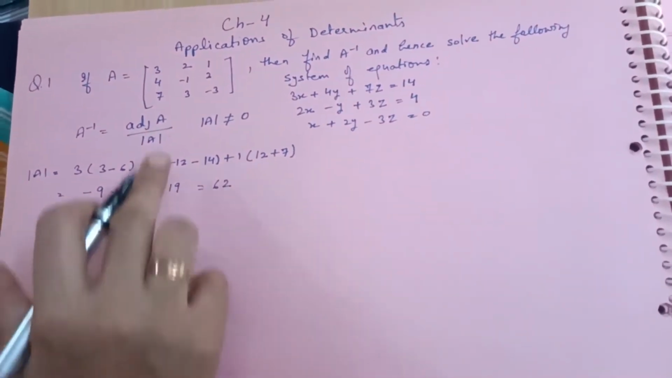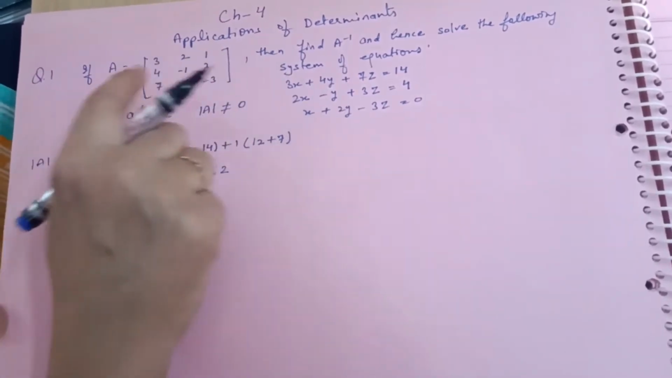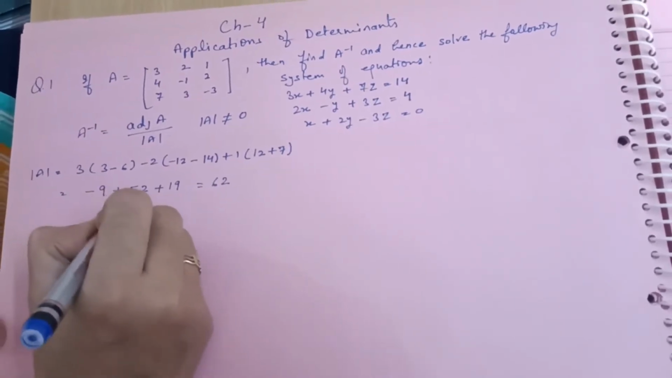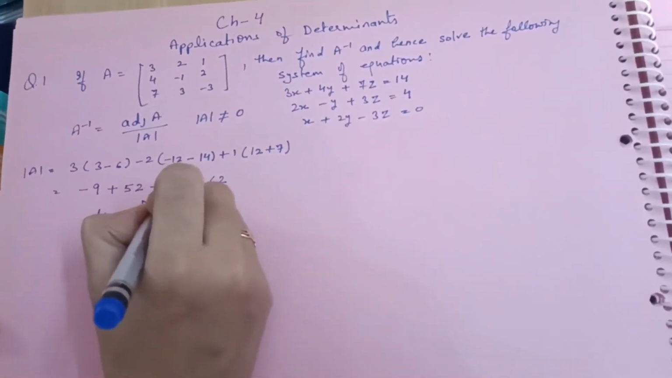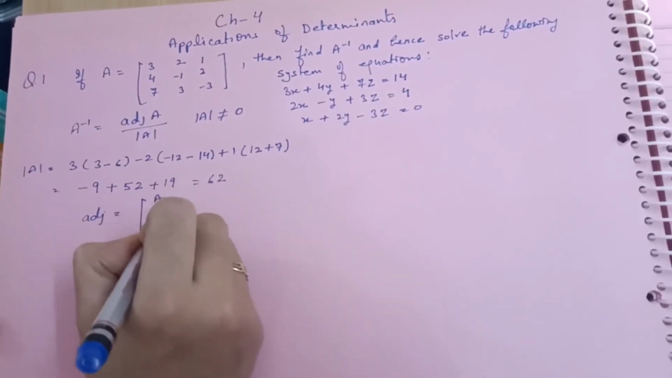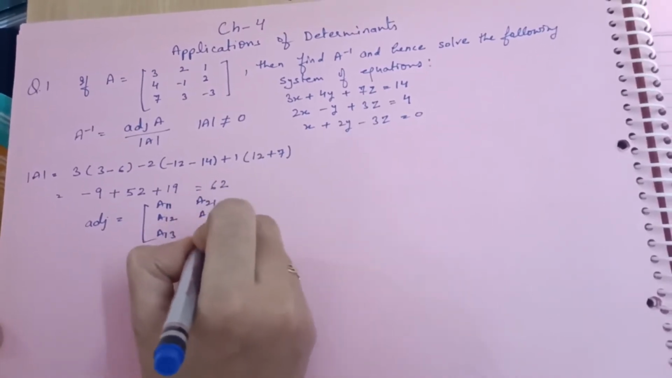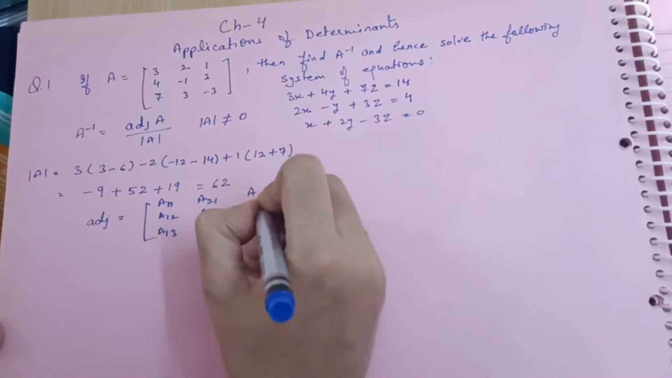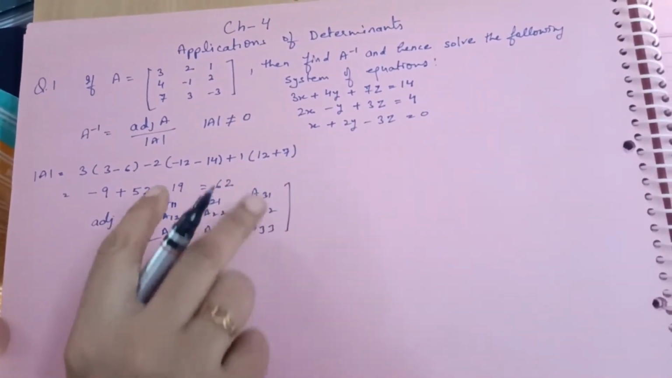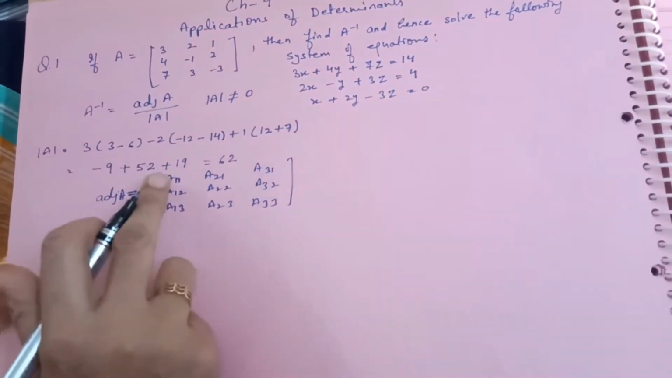Now I need to find adjoint A. Adjoint A is the transpose of the cofactors matrix. Directly I can say adjoint A is a matrix of A11, A21, A31, then A12, A22, A32, then A13, A23, A33. I have directly written the transpose, row into column. So this is the adjoint of A, and I need to find the cofactors.